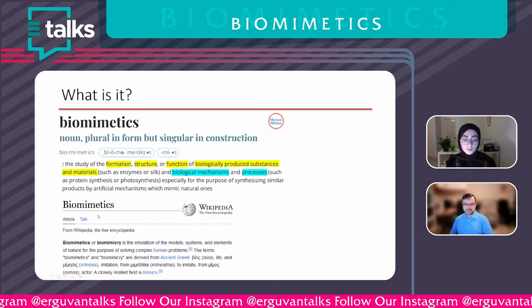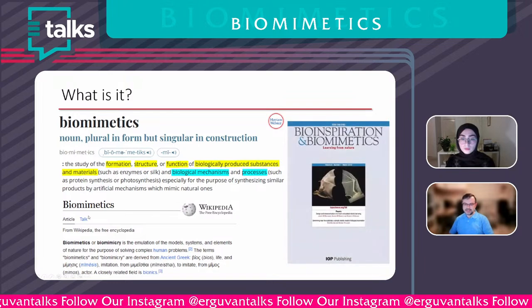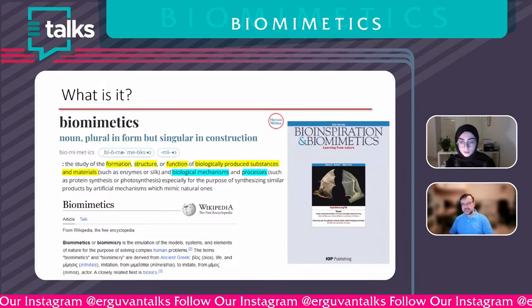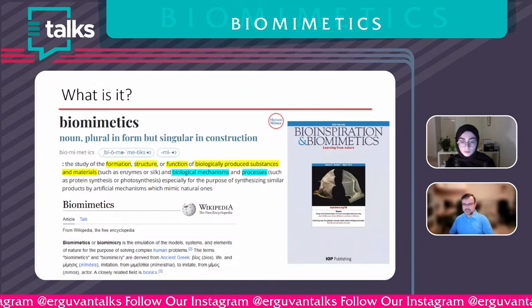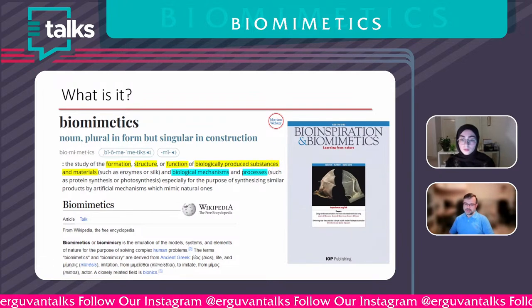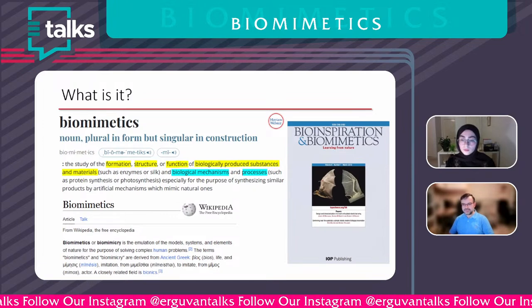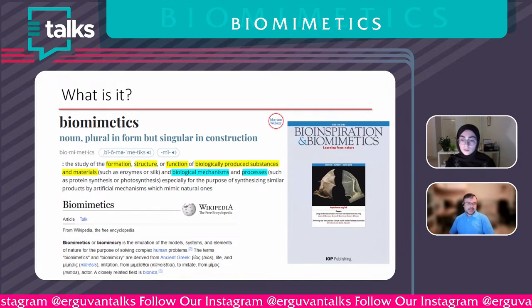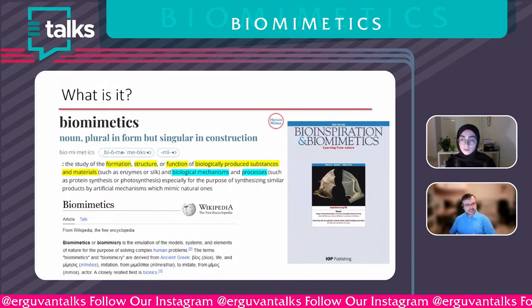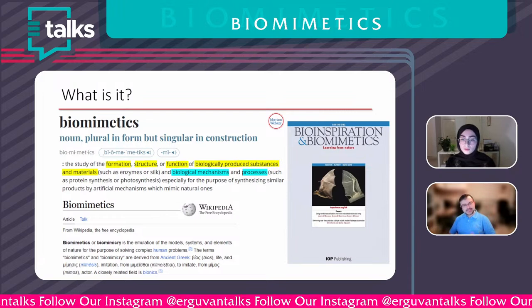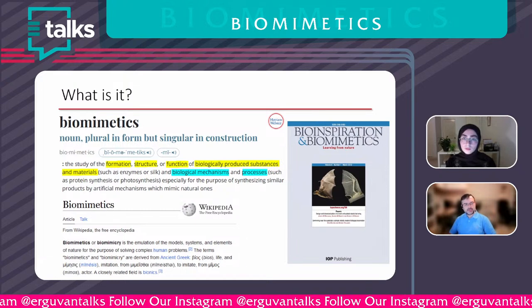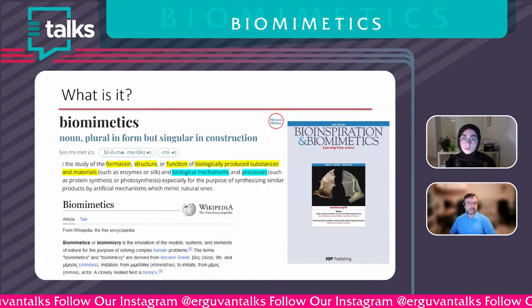A similar description is given also in Wikipedia: emulation of models, systems, elements, and also the etymological root of the words. Biomimetics comes from bio, life, and mimesis is imitation in Greek. It's not just a simple method, but it has become almost a science, and it now has even its own scientific journal, Bioinspiration and Biomimetics.